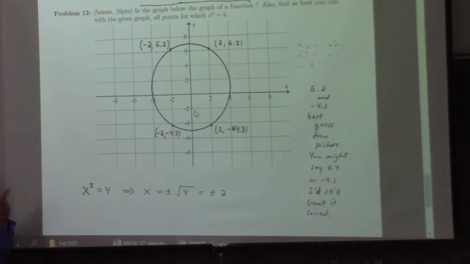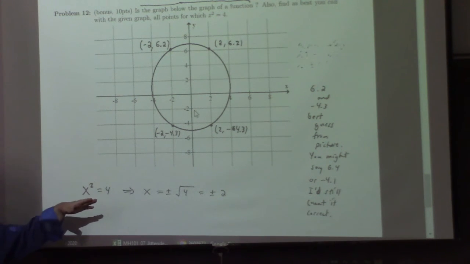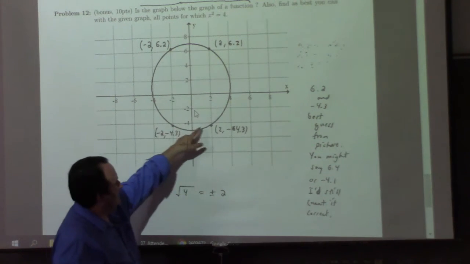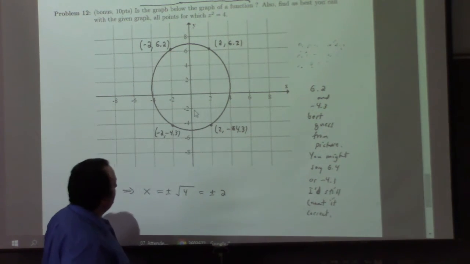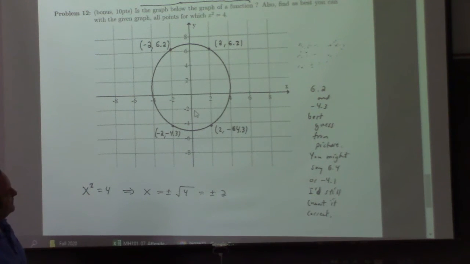However, if you want to find the points where x squared equals 4, now that's the part that was bonus. The part that was bonus was finding those points, because you had to have the idea that to solve x squared equals 4, I get x equals plus or minus 2. And then I have to look at the graph, where is x plus or minus 2, right? There's 4 points where that happens, here, here, there, and there. And so these 4 points are the 4 points on the graph for which x squared equals 4.